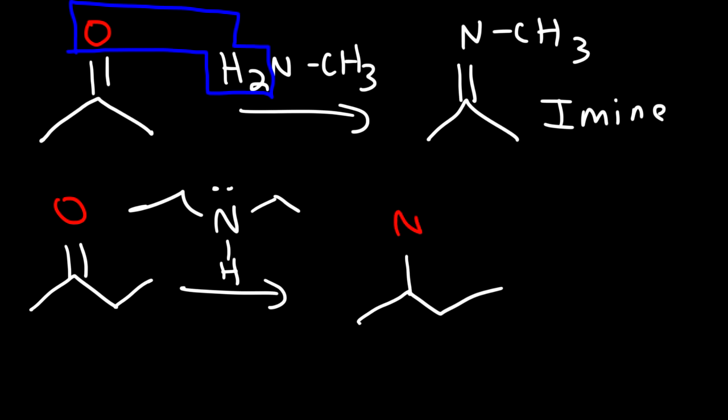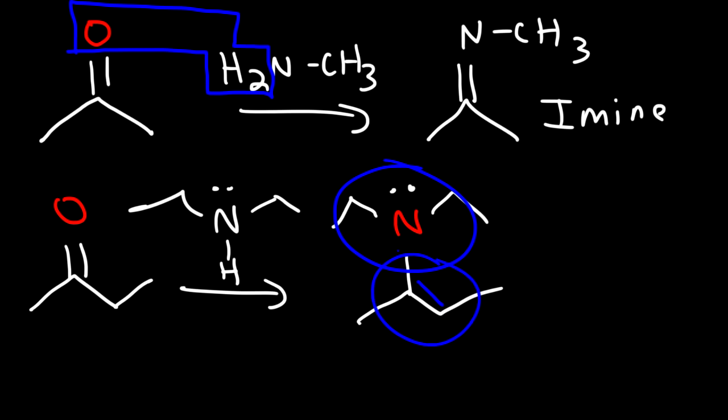So instead of getting a double bond between the carbon and the nitrogen, we're going to get a single bond, but we're also going to get a double bond between two carbon atoms. So we have an amine and an alkene. So collectively, this is called an enamine.